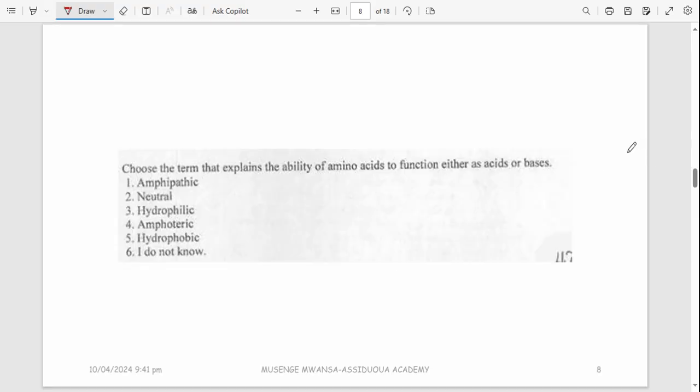All right. Choose the term that explains the ability of amino acids to function either as acids or bases. Now, functioning as both acids and bases, that is amphoteric. Do you know the meaning of amphipathic? It's being both hydrophilic and hydrophobic, isn't it?